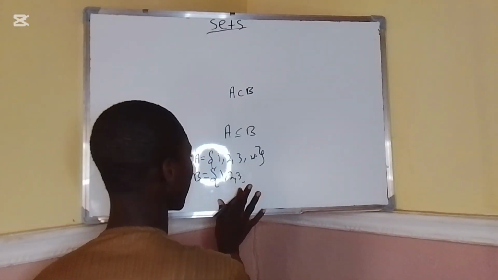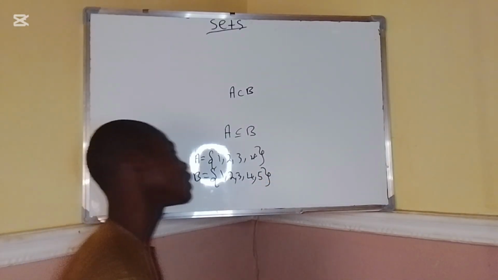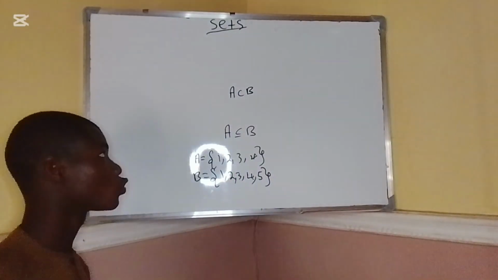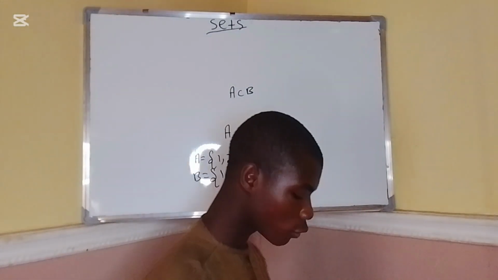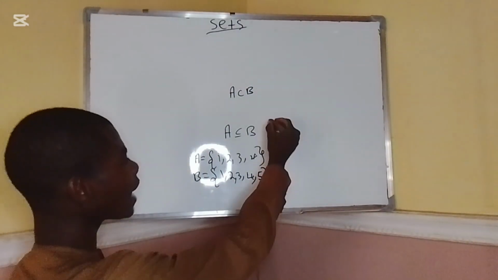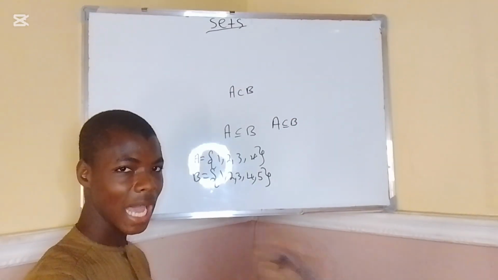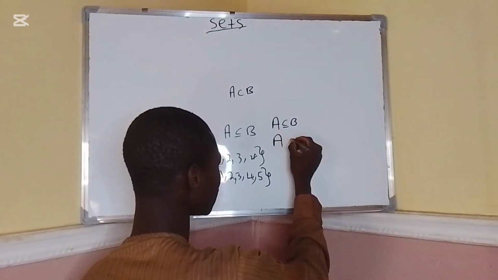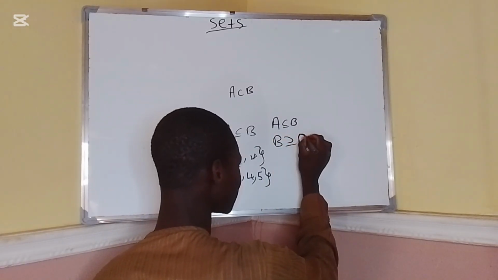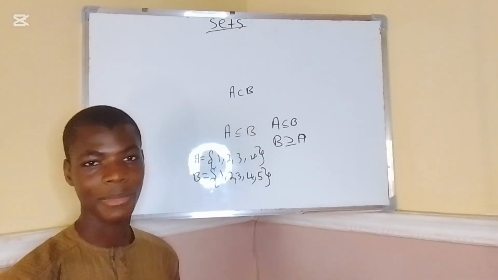So first, I have 4 and 5. The elements that are inside this set B will never be found in set A. So therefore, A is a proper set of B. But have you noticed that saying A is a subset of B is the same thing as saying B is a superset of A. So this is all the same thing.